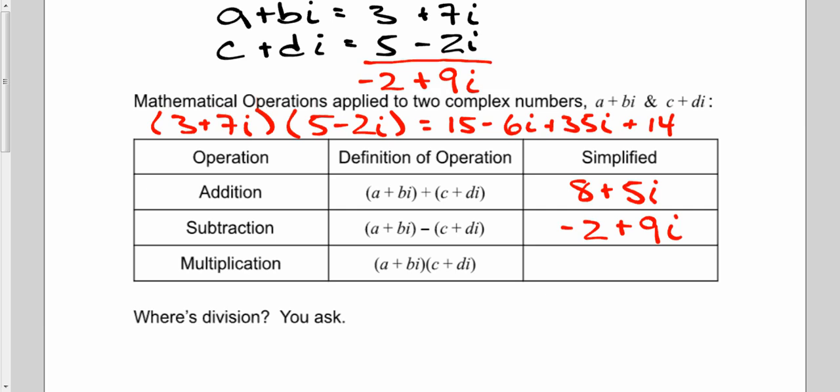I'd say there's some simplification that can be done, no? What can I do? I can add these. What do I get? Plus 29i. Can I add 15 to 14? And that gives me 29 as well, right? So this is 29 plus 29i. Alright?